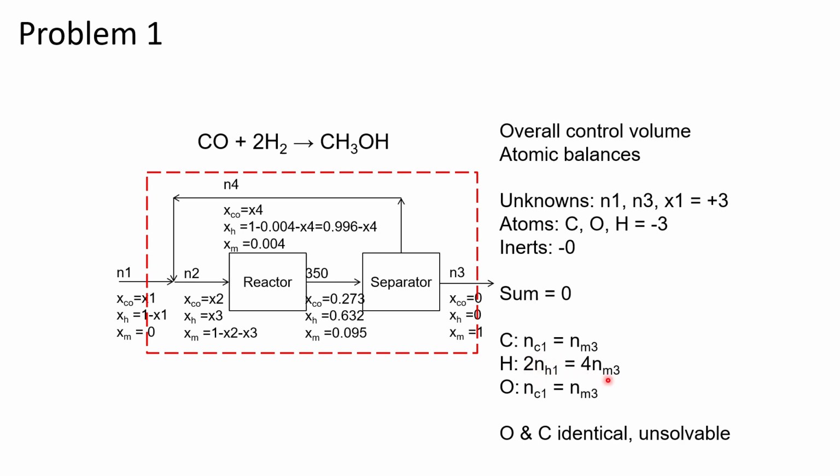The way we calculate the flow rate of hydrogen out is taking the flow rate of methanol times 4 atoms of hydrogen per molecule of methanol. And so this equality says that the amount of hydrogen that comes in is equal to the amount of hydrogen that comes out.